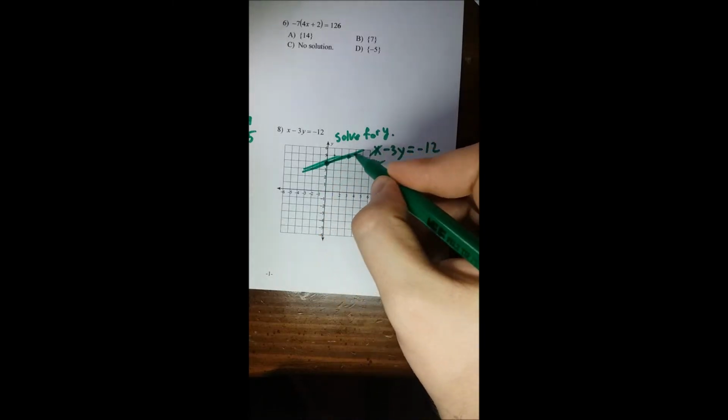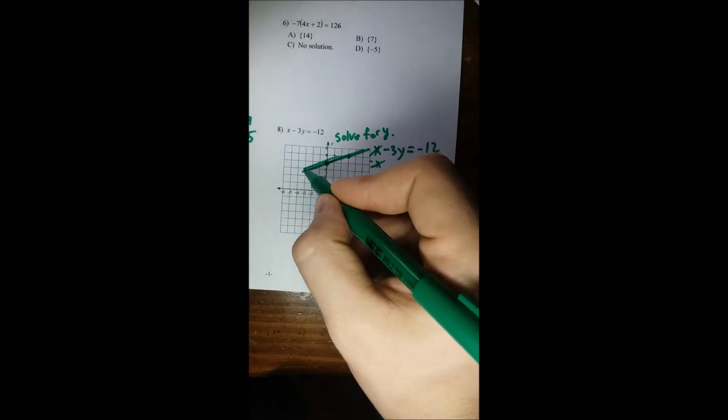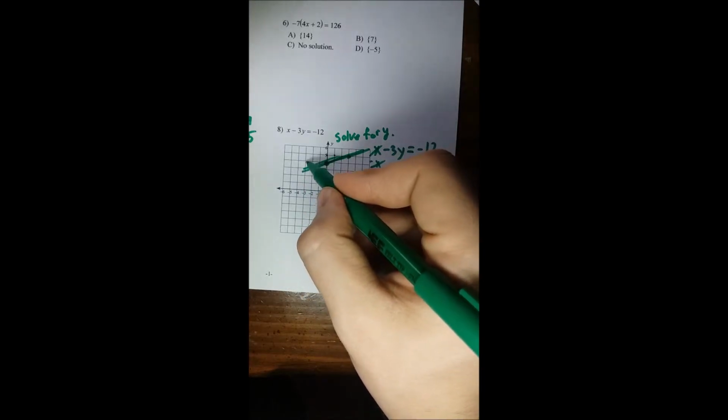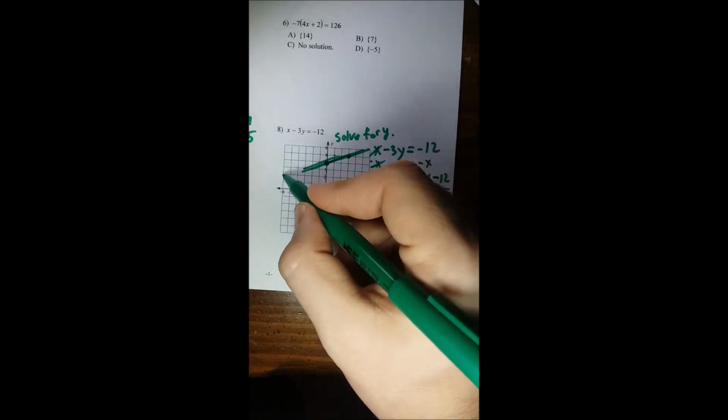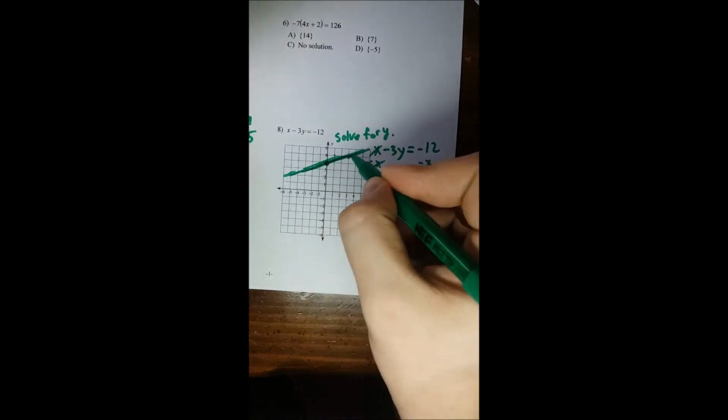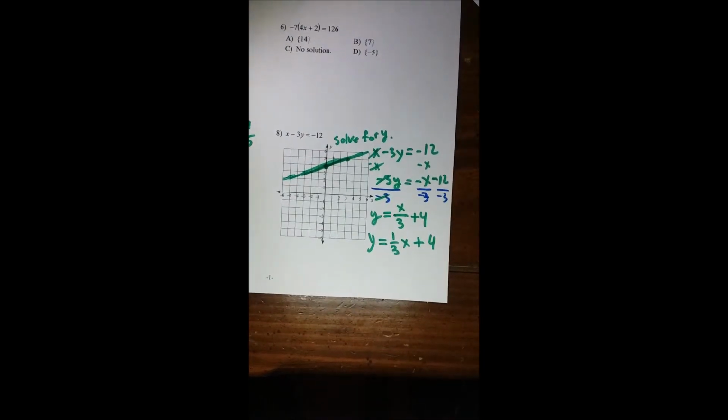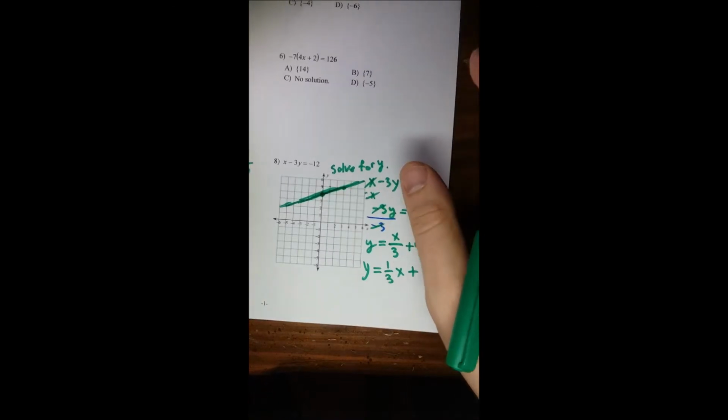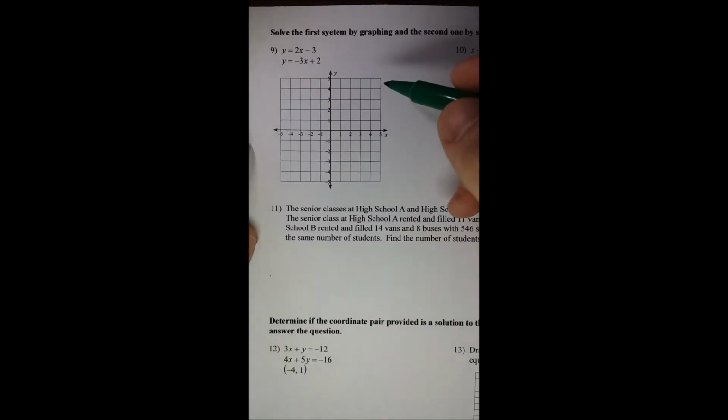Okay, oops. Totally butchered it, but it's okay. So 1, 2, 3. Okay, there you go. So your graph should look something like that. Okay, we're moving on. Question number 9.